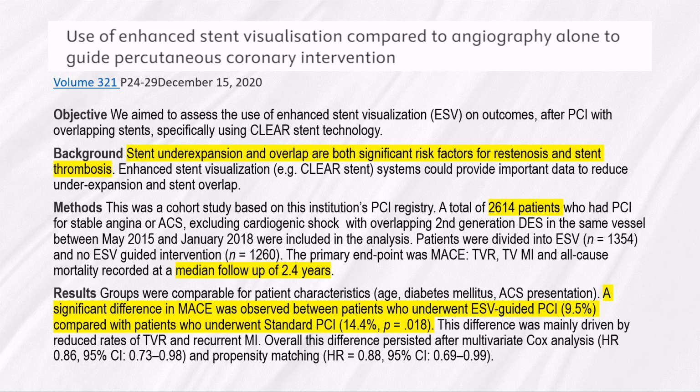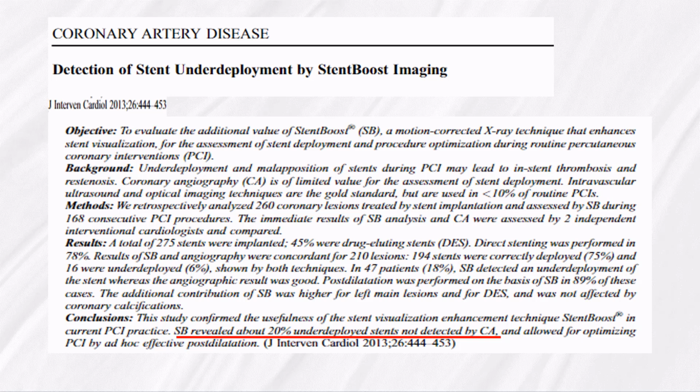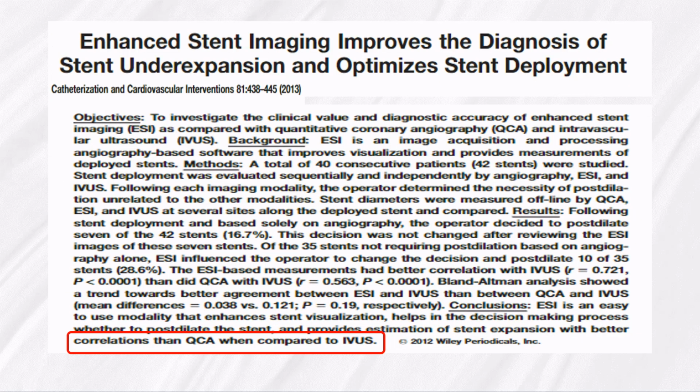Both stent under expansion and overlap are significant risk factors for restenosis and thrombosis. In this study, more than 2,600 patients with median follow-up of 2.4 years, the incidence of MACE was about 9.5% with enhancement-guided PCI versus 14.4% with standard PCI without enhancement. Regarding stent expansion, under expansion may be seen. In this study, stent enhancement revealed about 20% of underdeployed stents, which was not detected by coronary angiography, and showed better correlation with IVUS than QCA.